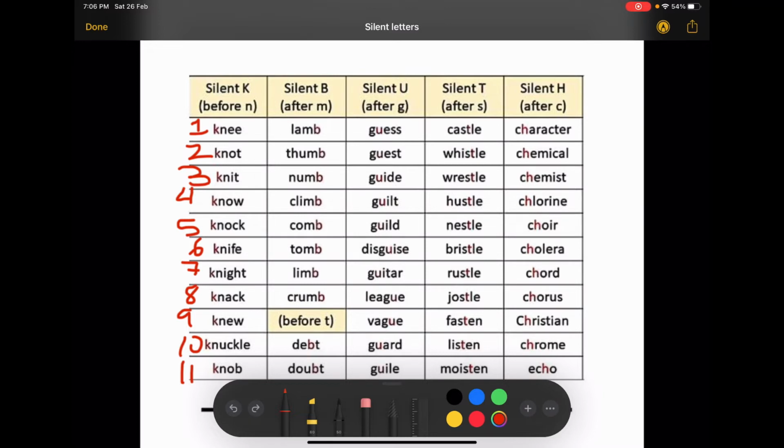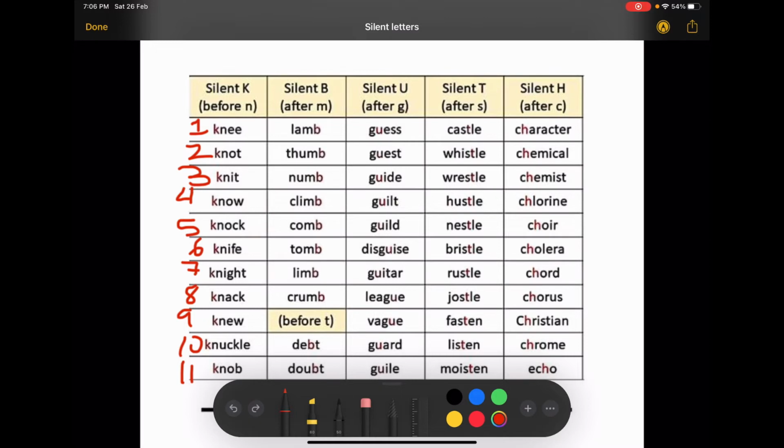The sixth word we have here is tomb, and you pronounce it as T-O-M without the B because the B is silent. The seventh word we have is limb, and you pronounce it as L-I-M and not L-I-M-B, but when you write it, you have to include the B, but when you pronounce it, you delete the B. It's silent, so you don't pronounce it.